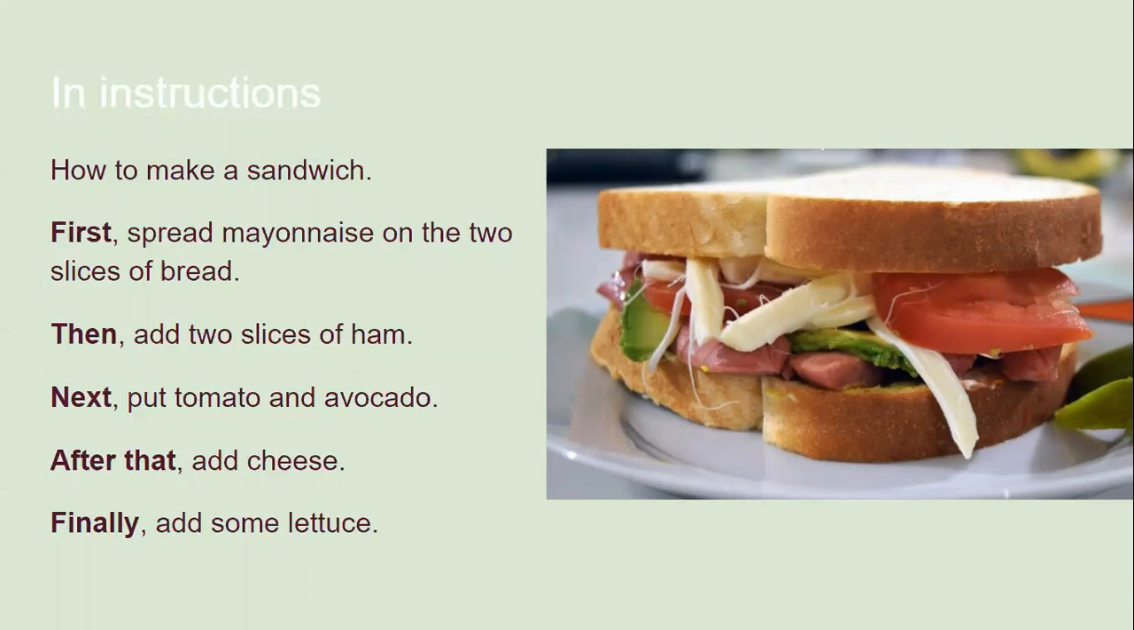How to make a sandwich. First, spread mayonnaise on the 2 slices of bread. Then add 2 slices of ham. Next, put tomato and avocado. After that, add cheese, and finally add some lettuce.